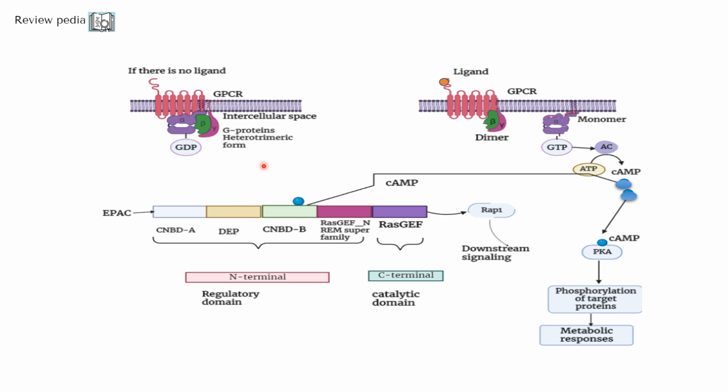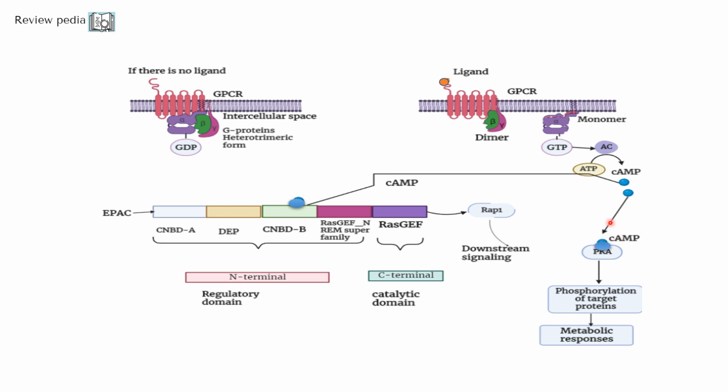Okay, you can see here. And now this alpha subunit, which was bound by GDP, is converted into GTP by making some conformational changes. And now this is going to activate an enzyme called adenylyl cyclase, and this enzyme is going to convert ATP into cyclic AMP. And now this cyclic AMP is ready to target Epac as well as protein kinase A. You can see here.